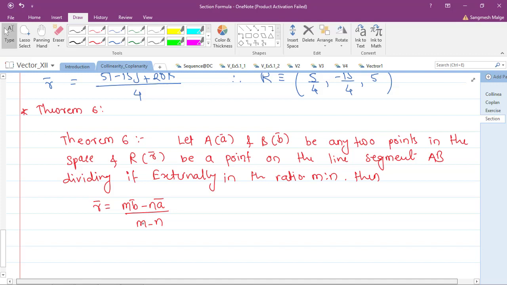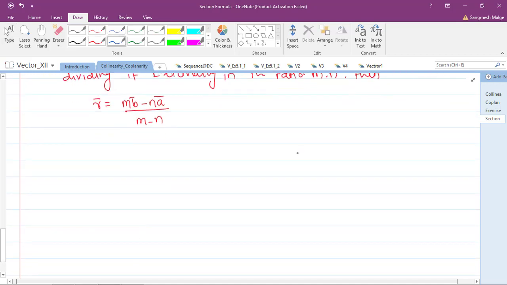Okay, so let's understand using a figure. Suppose this is point A and this is point B, and we have on the segment somewhere here R. As they have given these position vectors, let's draw them. This is A bar, this is the origin, this is B bar, and this is the R bar. Now this is what our external section is.